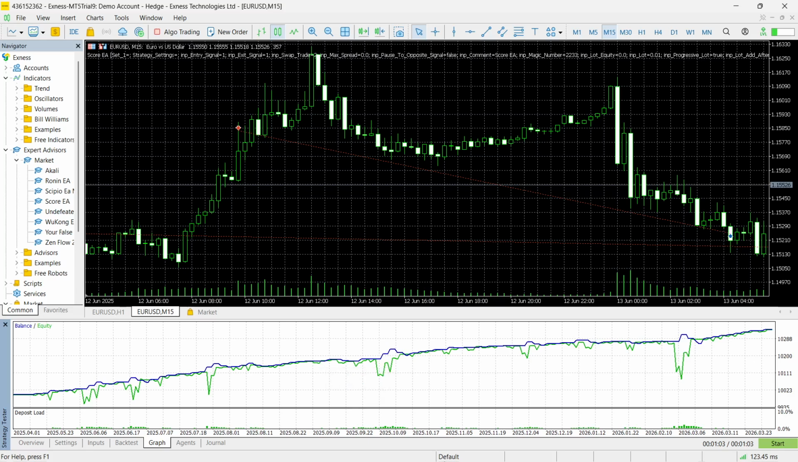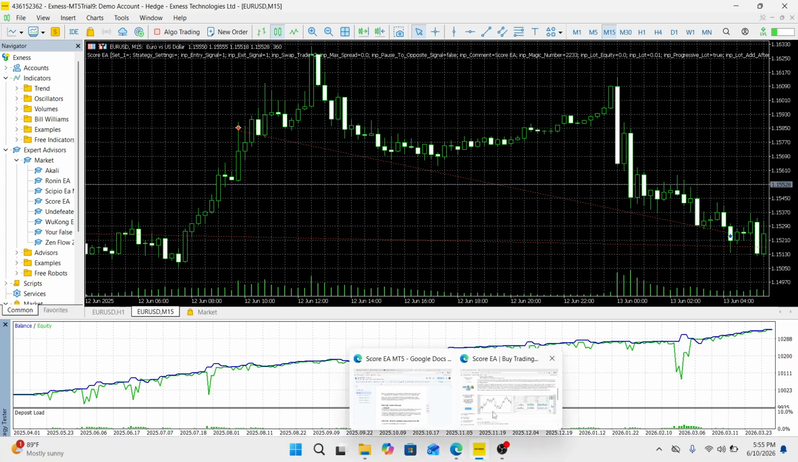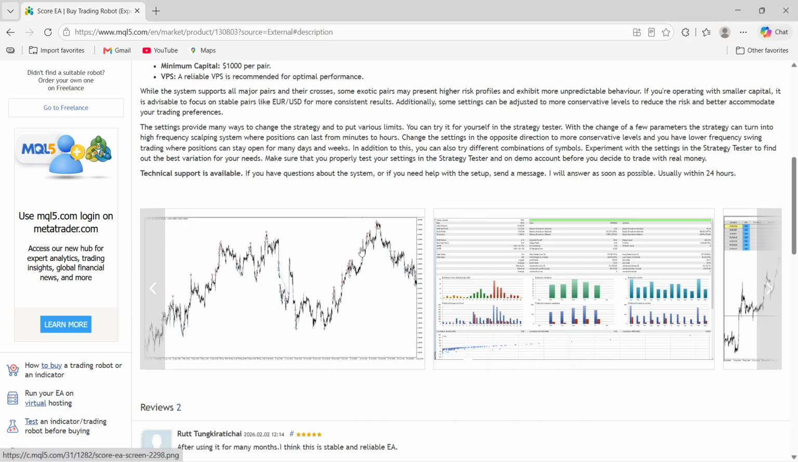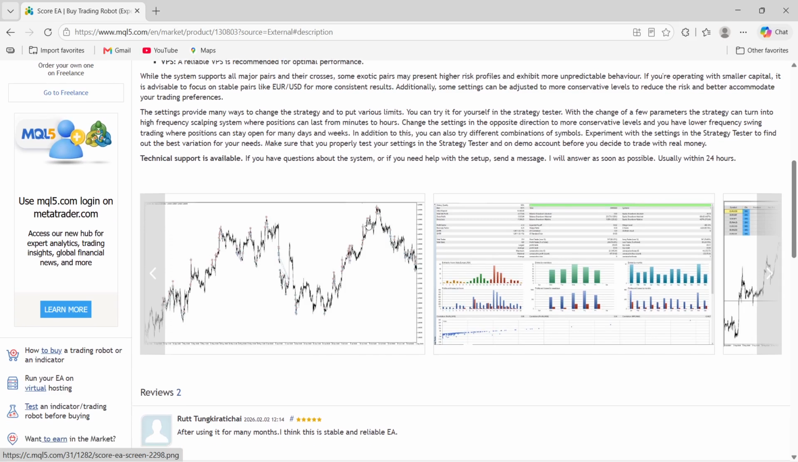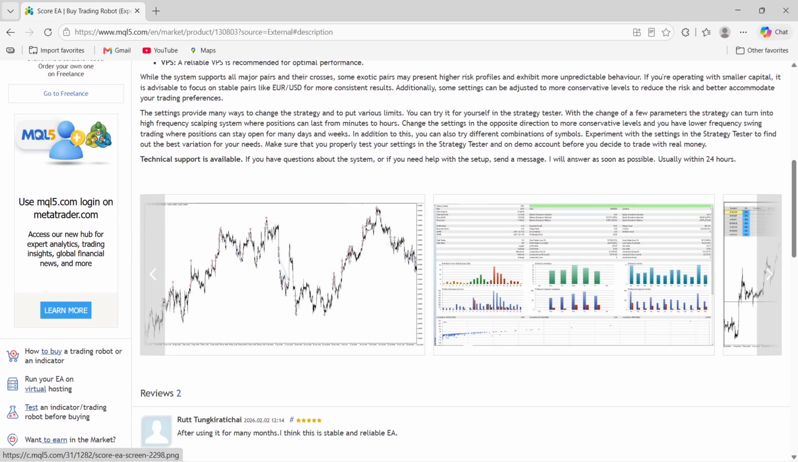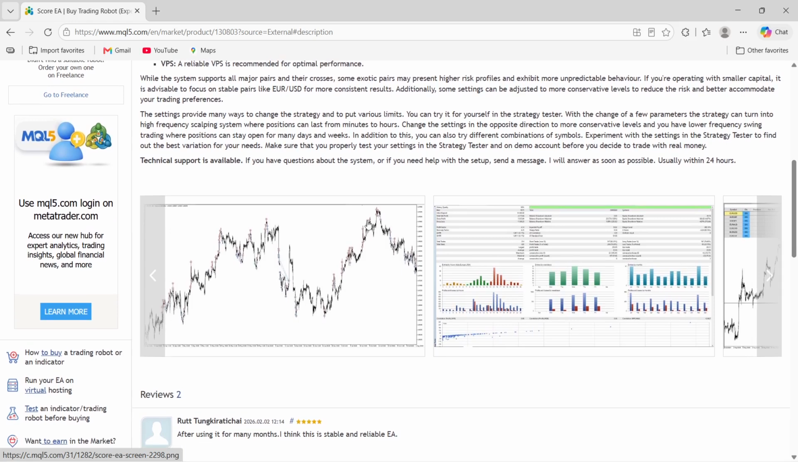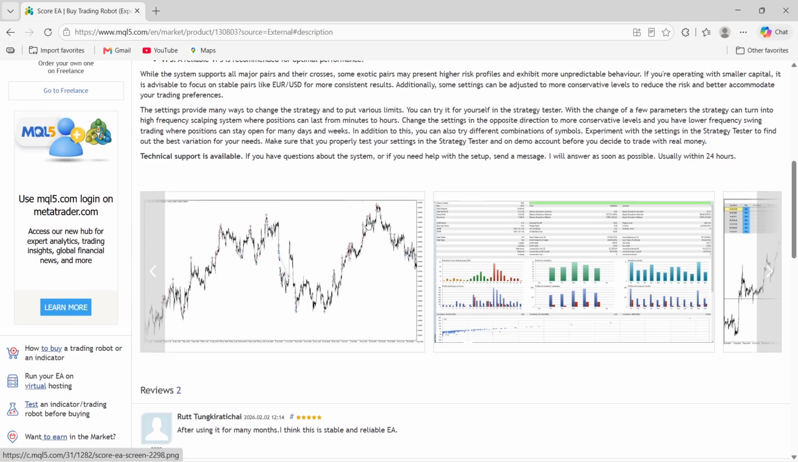Alright, so let's go back to the developer's page. Like I said, the realistic verdict for Score EA, based on the developer's claims and on my backtest, is that it looks like a relatively conservative, data-driven pattern trader. It's not one of those double-your-account-every-month robots. It's more in the steady growth, low to moderate drawdown category, provided the market regime doesn't completely change.